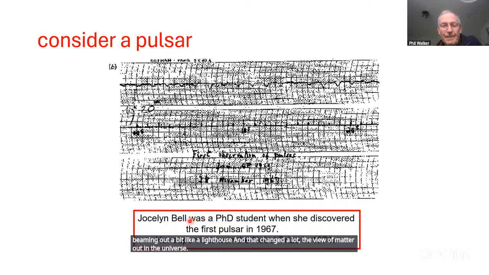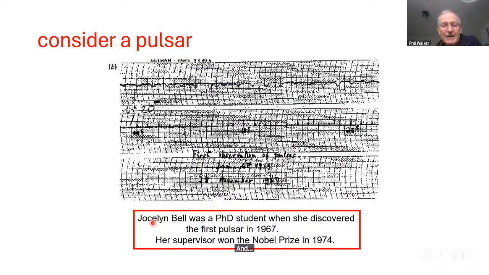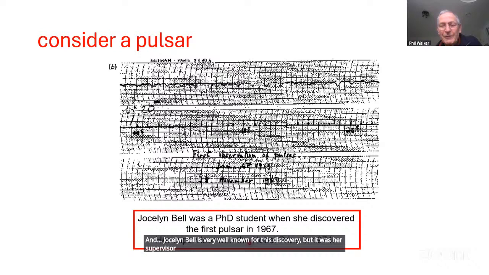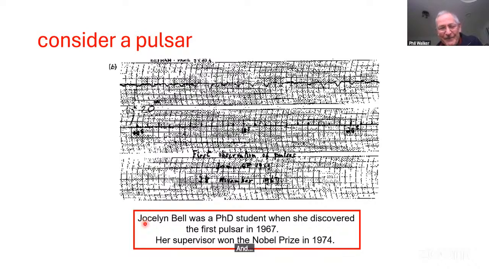Jocelyn Bell is very well known for this discovery, but it was her supervisor, Anthony Hewish, who won the Nobel Prize in 1974. But the fact that she didn't win it, she's well celebrated for not being given the Nobel Prize, and continues to be a strong advocate of physics.